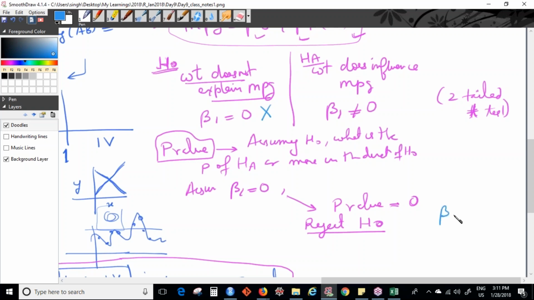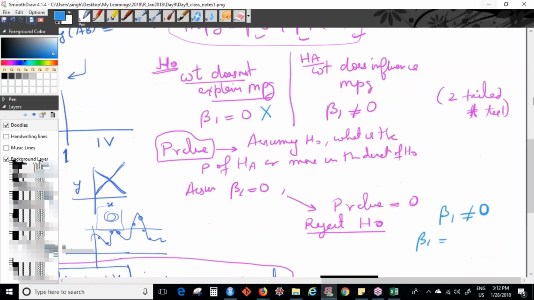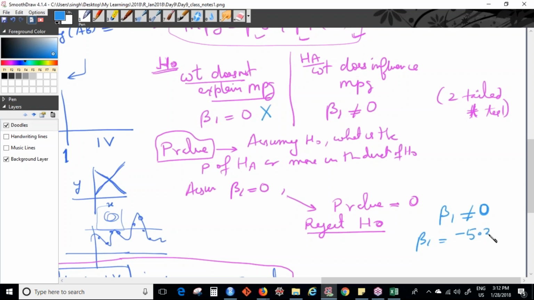So beta 1 is not equal to 0. Okay. So then what is beta 1? If beta 1 is not equal to 0, what is beta 1? That you will get again from R. That means your beta 1 is what R is giving you, minus 5.34. So this is how you interpret the output of a linear regression.